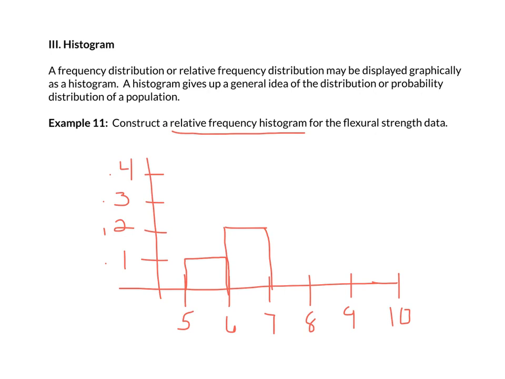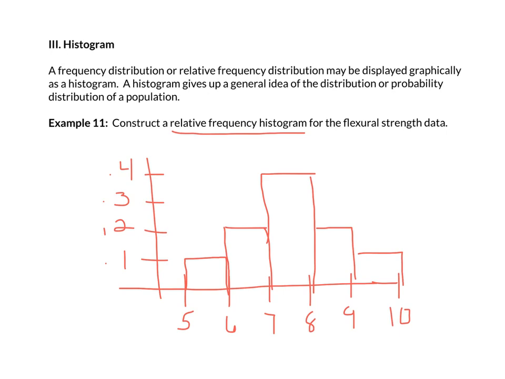Between 7 and 8, it went all the way up to 0.4. Between 8 and 9, it was 0.2. And finally, between 9 and 10, it was 0.1. So this shows you what the data actually looks like. If you go back and look at your stem and leaf plot, it also looks very similar to this.